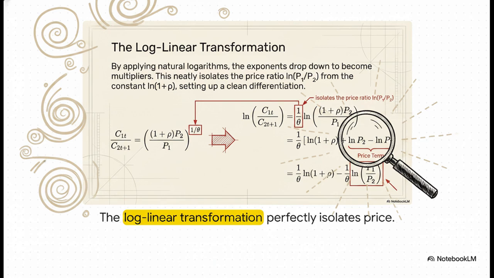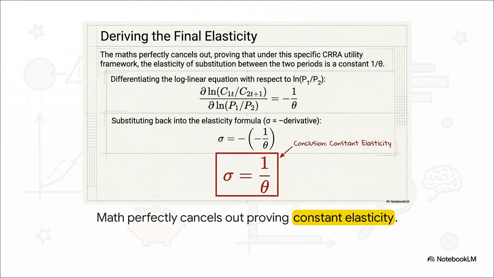To solve this, we actually use a brilliant mathematical trick, the log linear transformation. By applying natural logarithms, all those awkward exponents drop right down into simple multipliers. This perfectly isolates the price ratio, setting us up for a really clean differentiation. And as we take the derivative, something genuinely beautiful happens. All the complex math, the time preferences, everything else, it just perfectly cancels out. It leaves us with a wonderfully simple and constant elasticity formula.